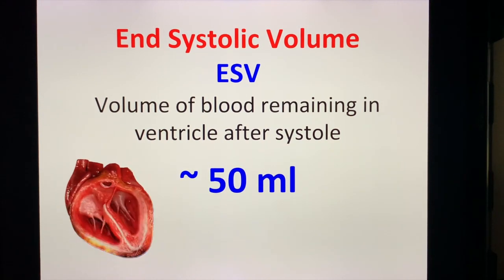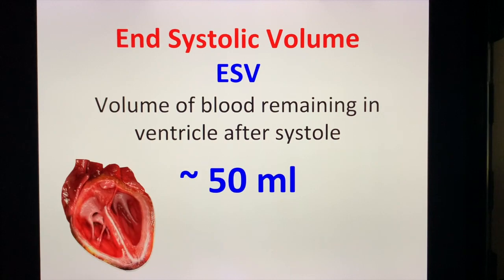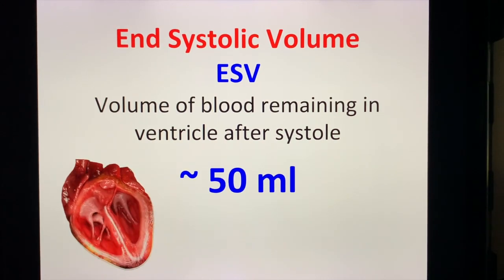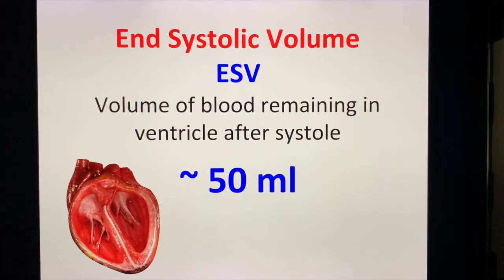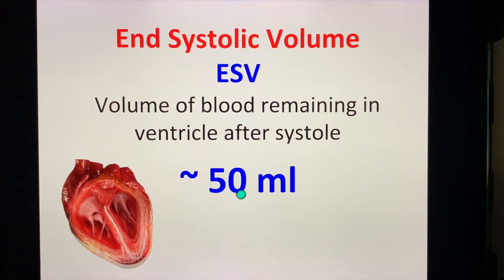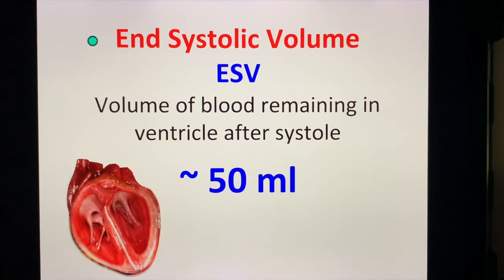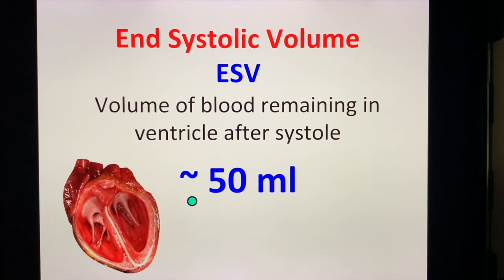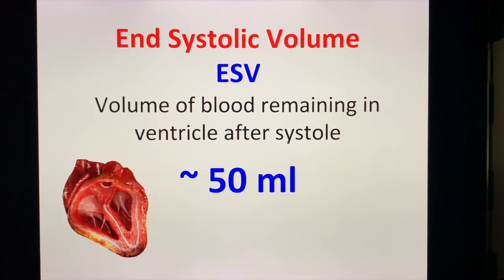Now, what about the volume of blood remaining in the ventricle after systole? This is the ESV or the end systolic volume. Memorize the value, approximately 50 ml.